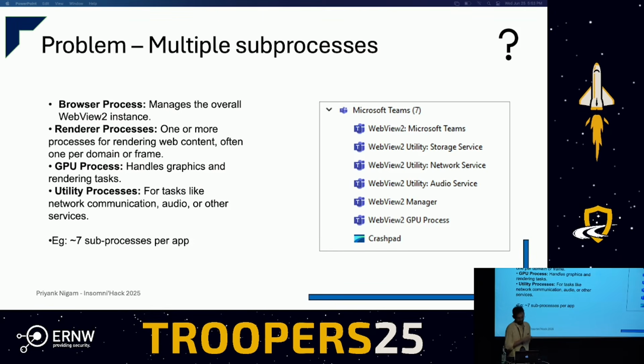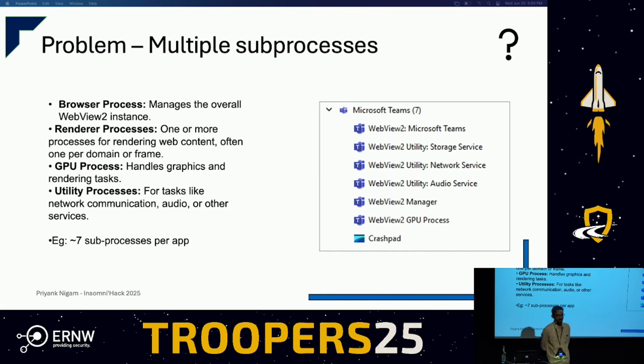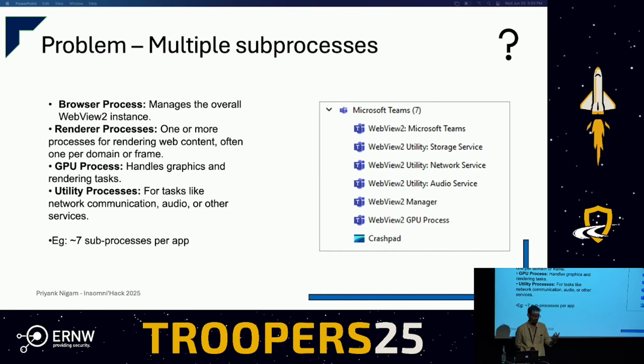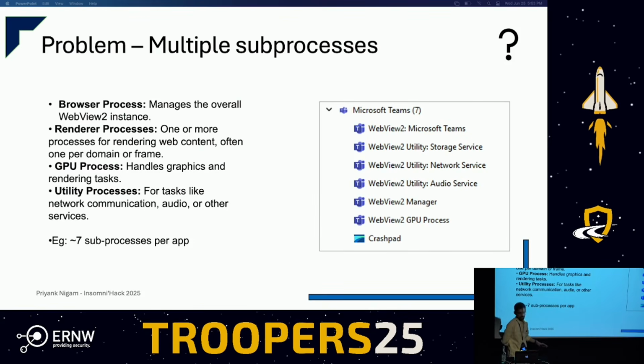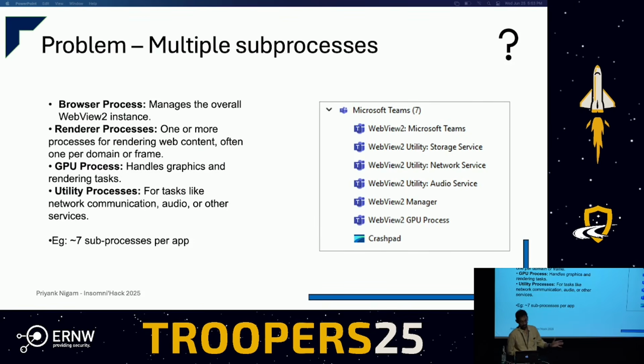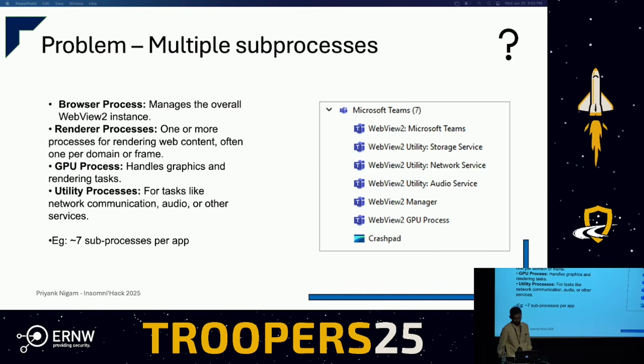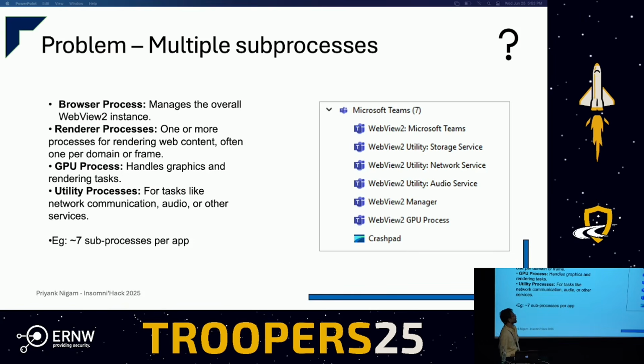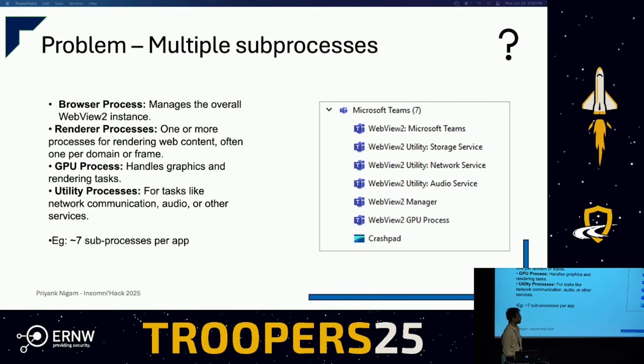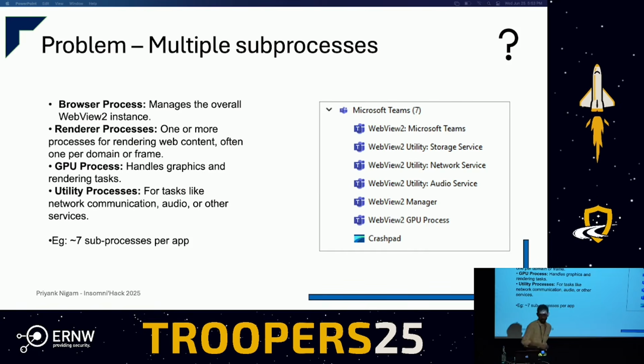So when we started researching this problem, we ran into some issues. When an application is WebView-based, it spawns multiple sub-processes. It's typically 7 or more, maybe 7 to 10 per process. A bunch of them are renderer processes, GPU processes, utility processes. For example, in this case, this is for Microsoft Teams. You can see there's a bunch of services. So we started digging into which could actually give us access to applications which might not be intended.